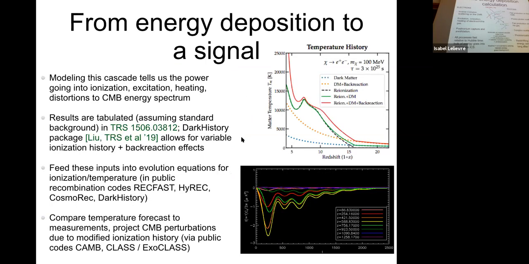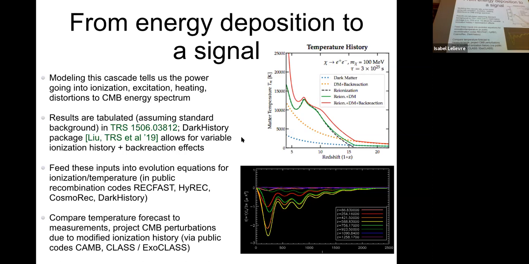So having done that modeling, this tells us the power going into ionization, excitation, heating, and distortions to the CMB energy spectrum sourced by a high energy particle. The results of doing this calculation are tabulated in the accompanying material to this paper that I wrote back in 2015. So you do not need to do this cascade calculation yourself. You can just look it up.